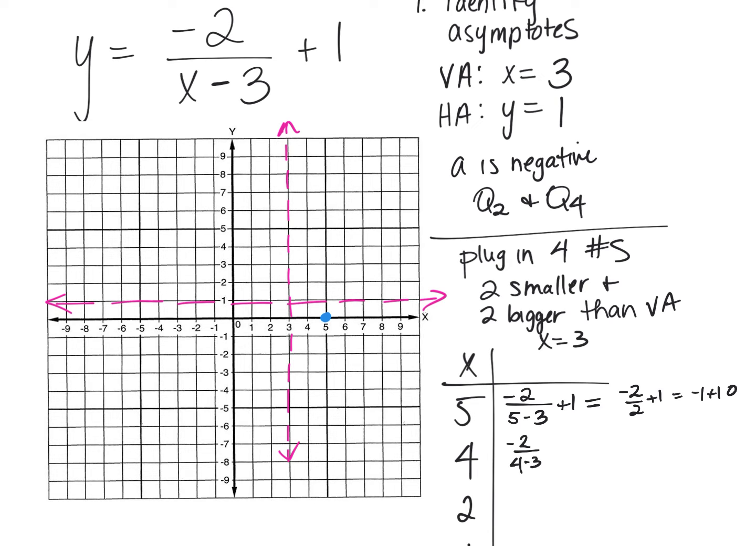Okay. And then let's plug in 4. 4 minus 3, plus 1. Negative 2 divided by 1, plus 1. Negative 2 plus 1 is negative 1. So 4, negative 1. And we're going to draw our line really close to the horizontal asymptote, passing through my points, and really close to my vertical asymptote. The arrows are getting closer to the asymptotes. They're not curving back in. I don't want to see this.